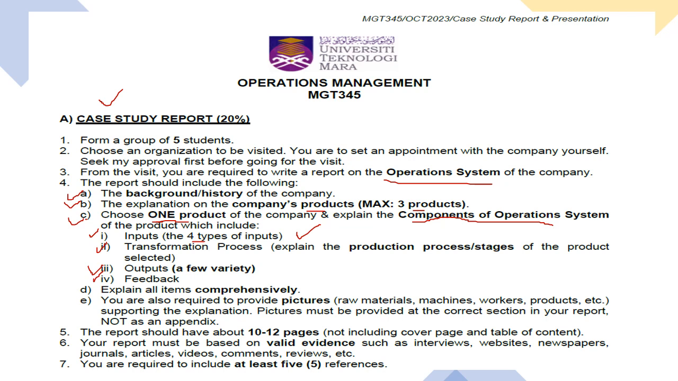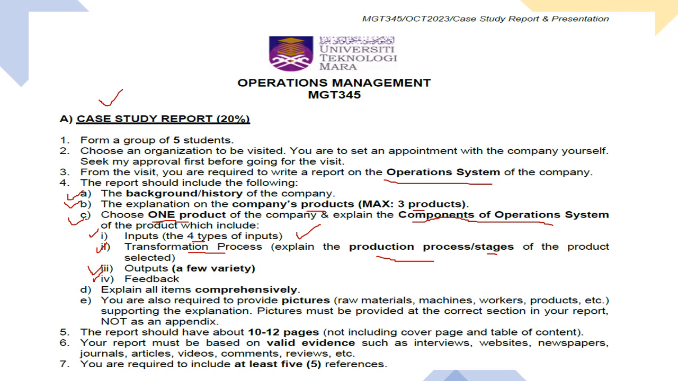Okay. And then after you have explained the inputs, then go and explain the transformation process. Okay, so what is meant by the transformation process here? It is the production process or production stages of the product selected. So now for transformation process, please explain the stages or the manufacturing process of producing the product that you have selected, which is the shoes just now. So apa proses yang diperlukan? What are the stages involved in producing the shoes?